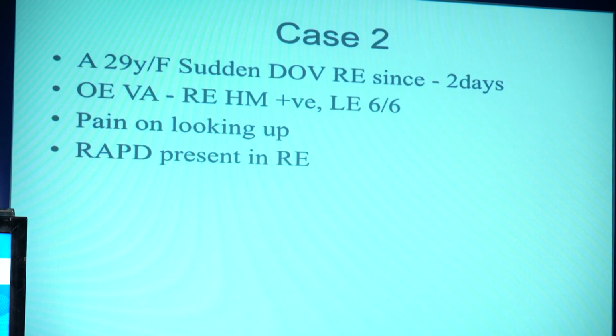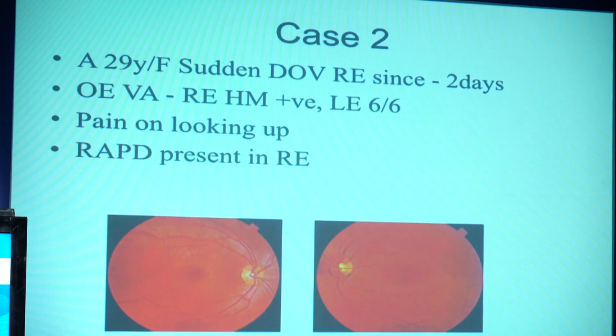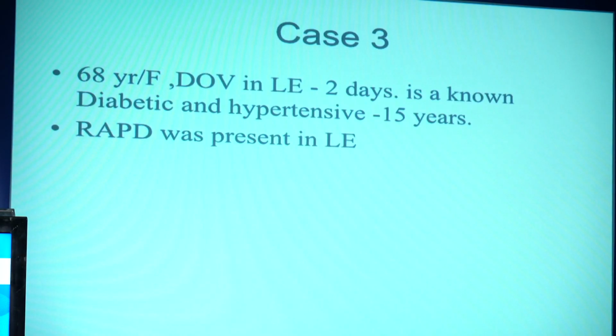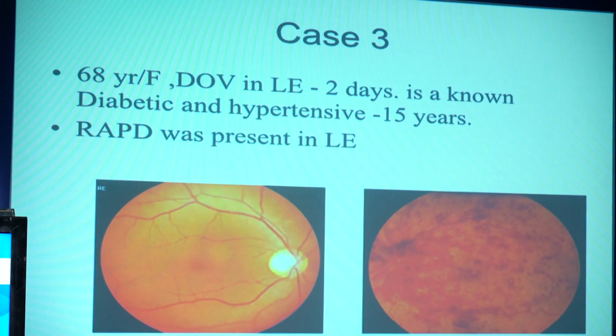Moving on to case number 2, sudden dimness of vision in a 29-year-old female. Pain on looking up, RAPD was present in the right eye. Fundus was normal. So this was a clear-cut case of right eye optic neuritis. Again, moving on to case number 3, sudden dimness of vision in a female, known diabetic hypertensive. RAPD was there in the left eye. However, this was a case of CRVO. So extensive retinal conditions can also have RAPD present. So this is not exactly very specific for optic nerve disease.